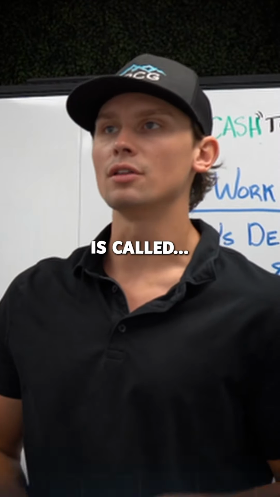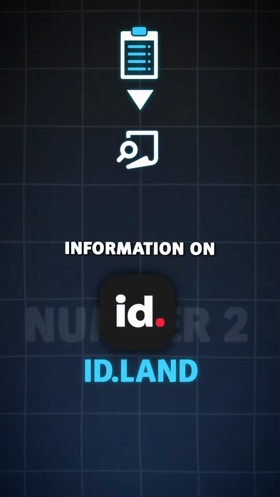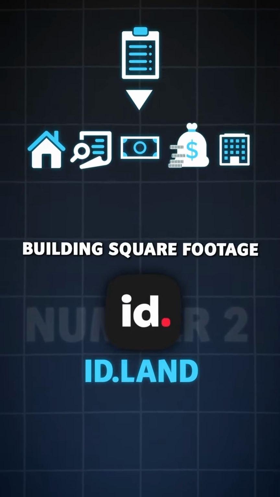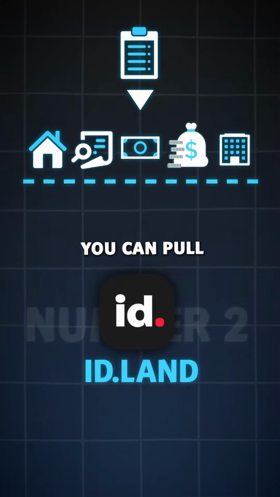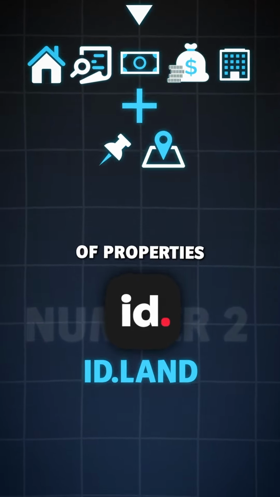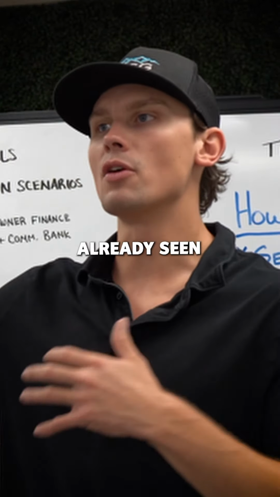The next one is called id.land. Once you get your list back and you need to get really good information on last purchase date, last purchase price, property taxes, building square footage, land square footage, you can pull all of that from Land ID. Plus, you can drop pins and build a map of properties that you're actively looking at. We use that all the time, so we know what we've already seen and what we haven't seen.